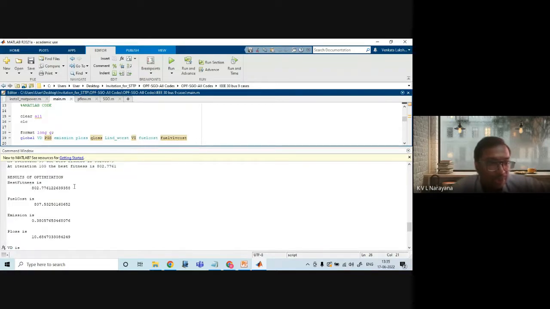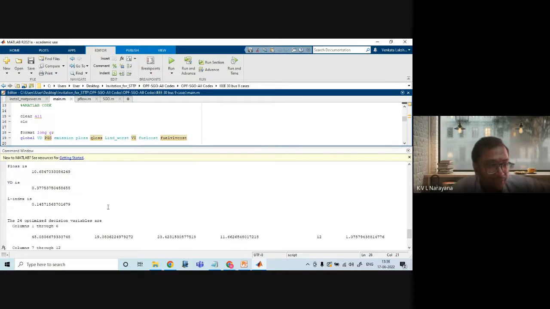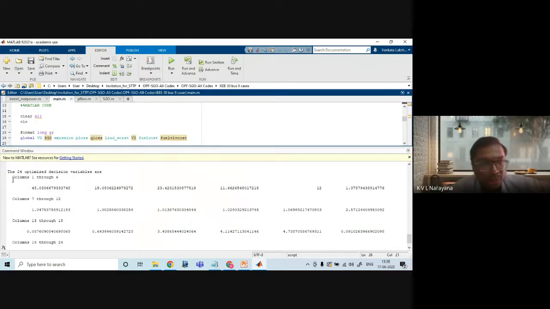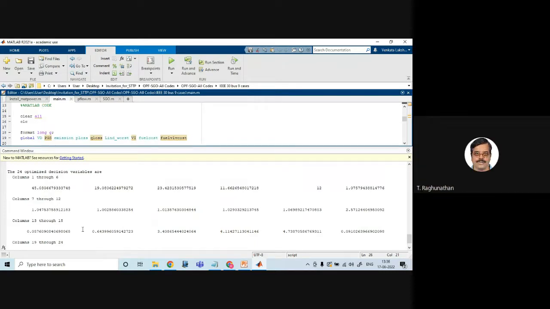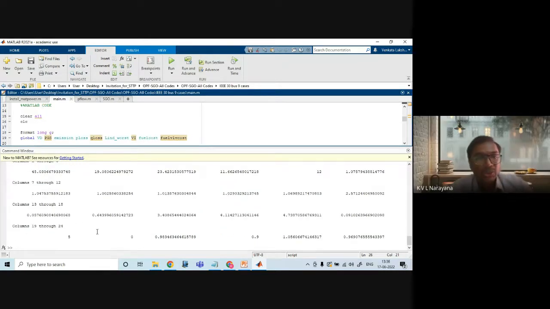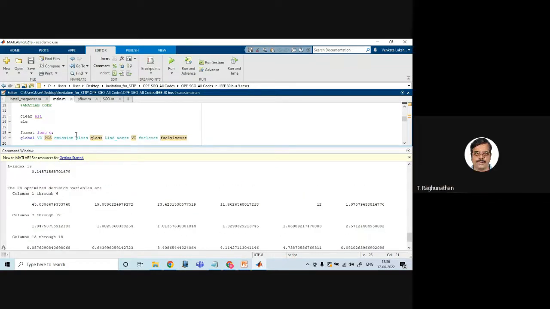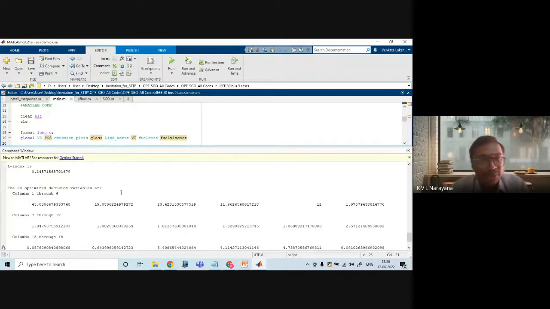The best fitness value is this one. The fuel cost is 807. Emission, power loss, voltage deviation, and voltage stability are not optimized, but are calculated based on the values given. These are not the optimized values, because in the formulation of the fitness function, we have not taken them as objectives. Only the fuel cost we have taken as an objective. As I mentioned at the beginning, these 24 decision variables are shown. So in this way, we can execute the social group optimization and get the results.